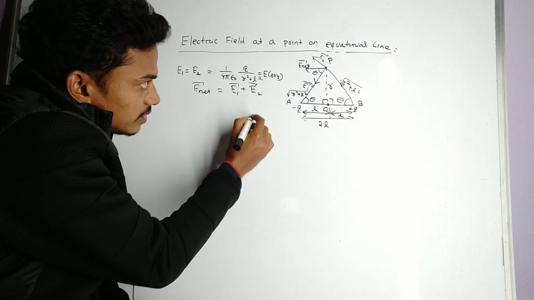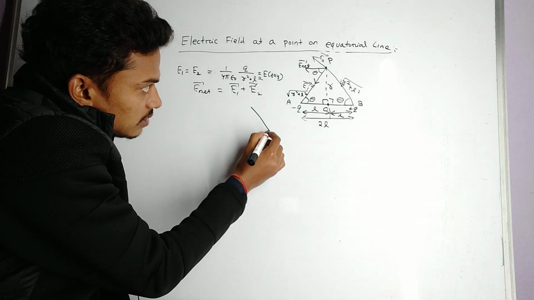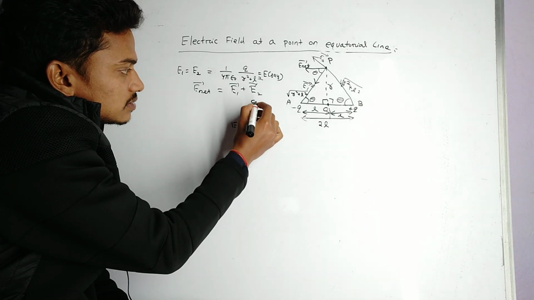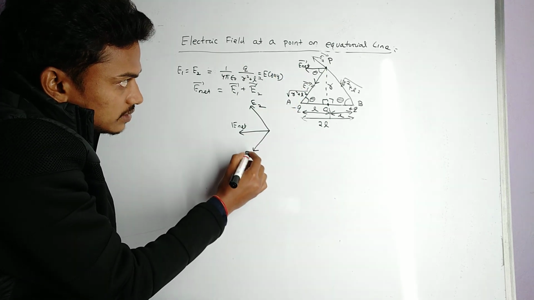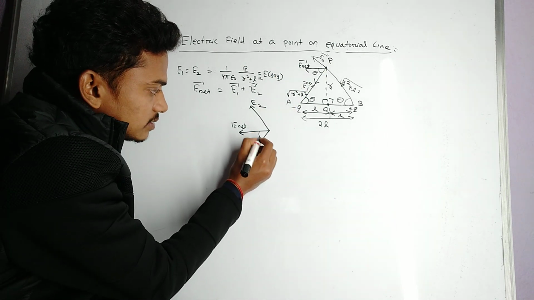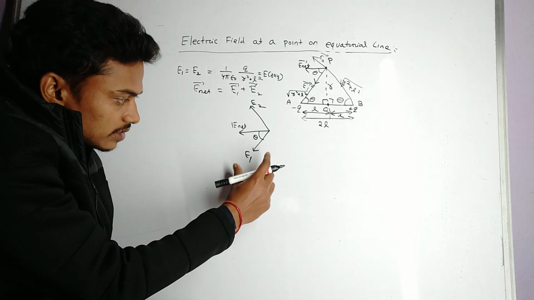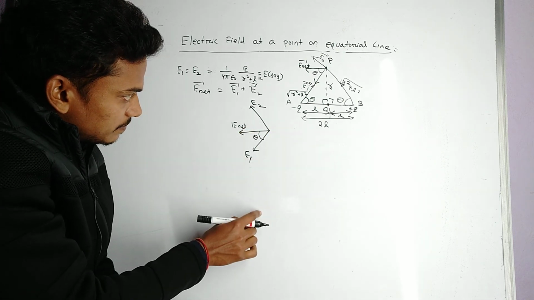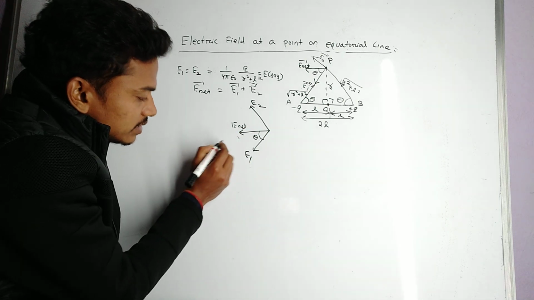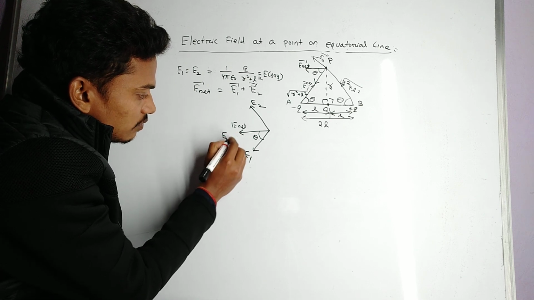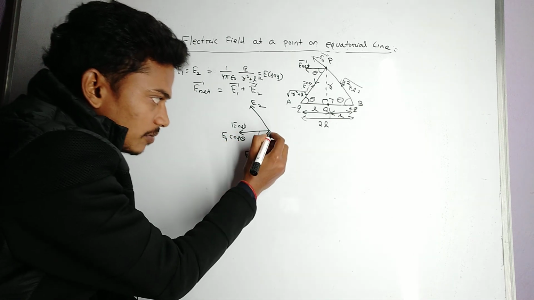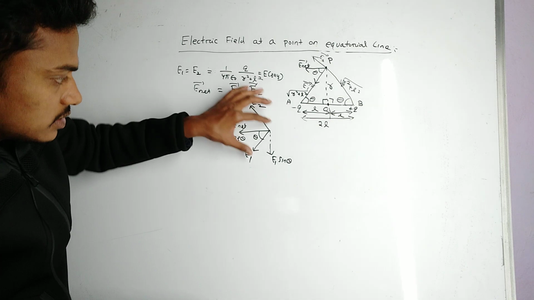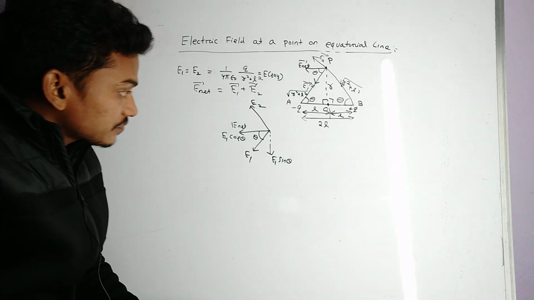I am writing the vector here on the figure. This is E net, and this is E2, this is E1, and this angle is theta. So the component of the E1 electric field along the E net is E1 cos theta, and another component will be E1 sin theta.